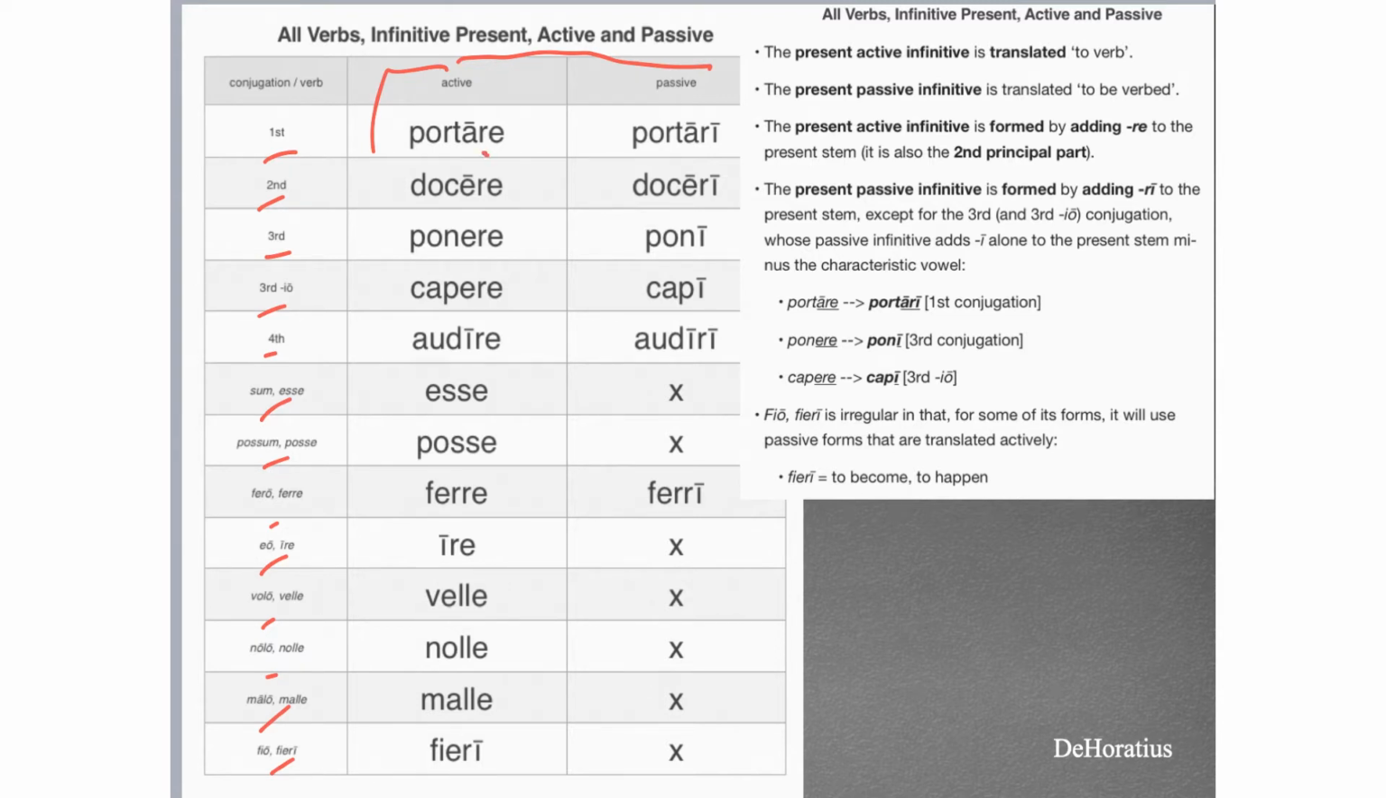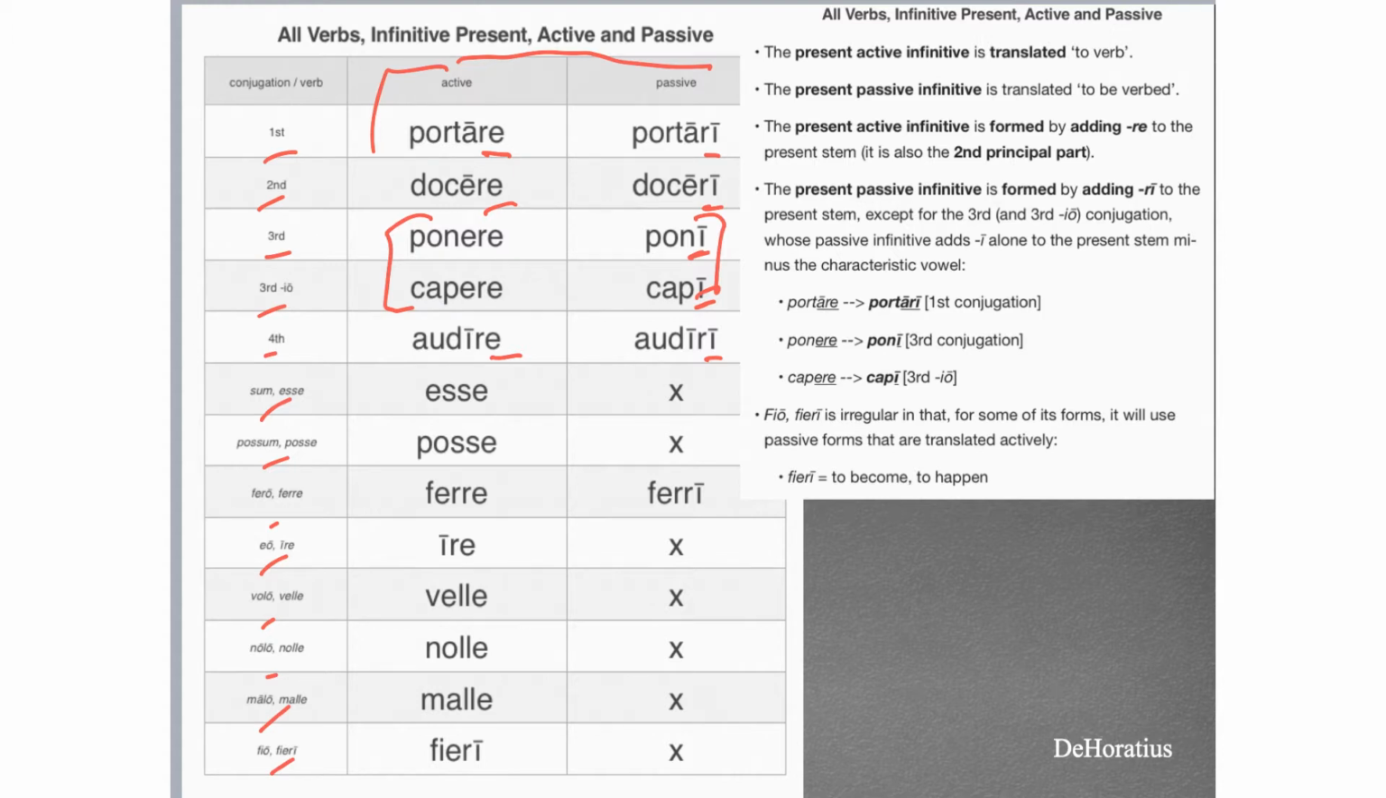And remember that the present passive infinitive in general will change that E to an I. So audire becomes audiri. All right, the exception is the third and third IO, where the whole ERE changes to an I. And that can be tricky just because that I is a fairly common ending. The present passive infinitive is not terribly common, so it's not in the hierarchy of the I ending forms. So just keep an eye out for that. That can be a tricky form to pick up.